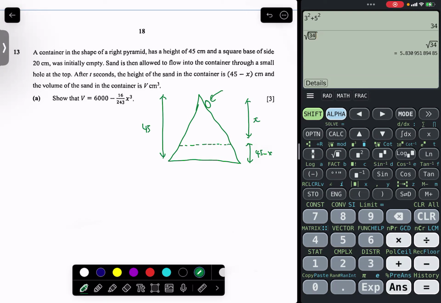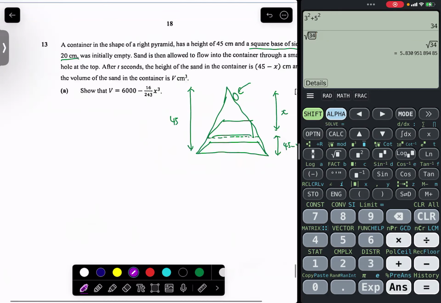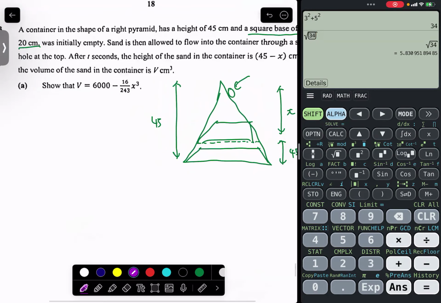So we have a similar triangle, and it has a square base of sides 20 cm. Now this will also be a square base. I can't really draw 3D, so this is the square base, something like this. Two things get affected, but the thing is, it's a similar triangle. So the sides, let's call this S.